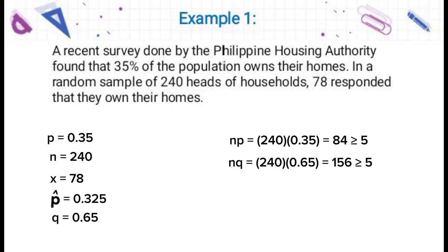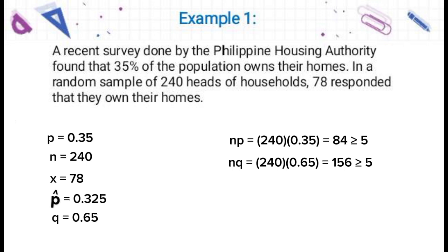Now let's solve for NQ. Again, our N is 240. Our Q now is 0.65. This will give us 156, and still greater than 5. Both NP and NQ are greater than 5. Therefore, the sample size is sufficiently large.